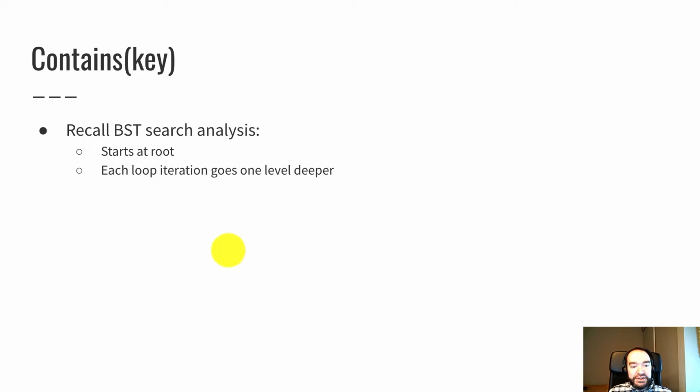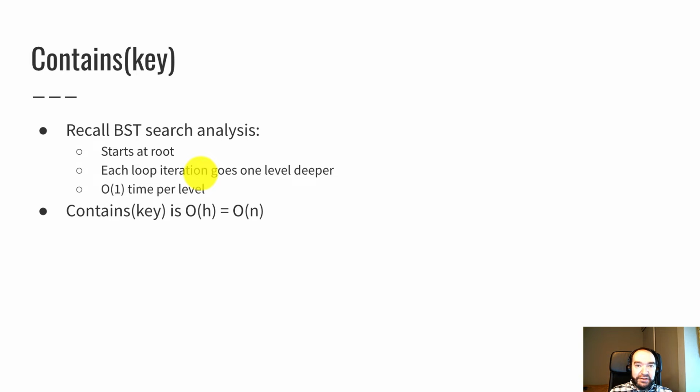So every loop iteration goes down one level deeper from the root, and so the maximum number of loop iterations is h, the height of the tree. That loop spends constant time on each level. It's just that if statement that says if the key is equal to what I'm looking for, stop the loop. If the key in this node is less, then go one way, otherwise go the other way. So it's constant time per loop iteration. Contains key takes big O of h time, and in a plain binary search tree, big O of h is the same as big O of n.